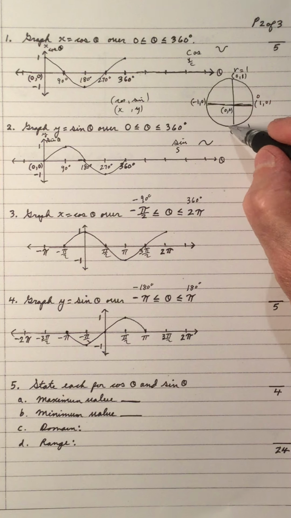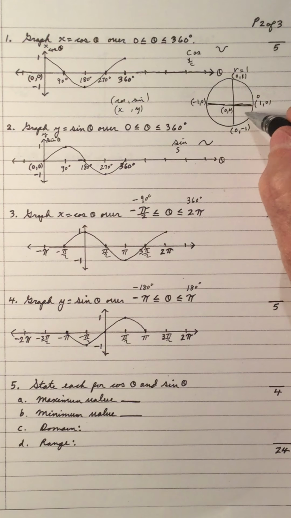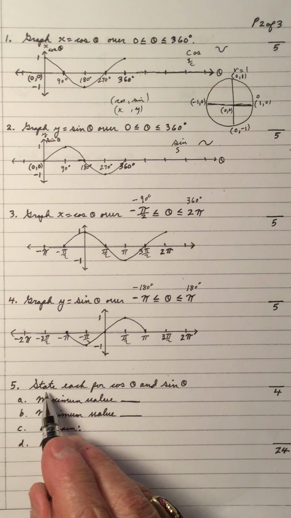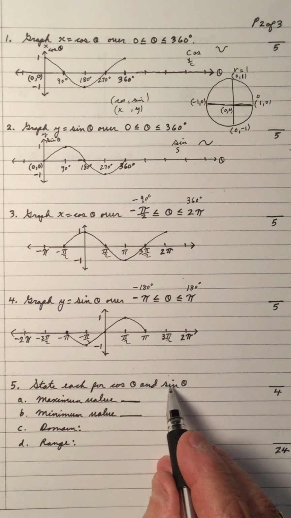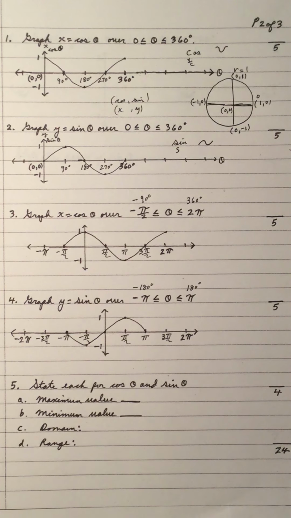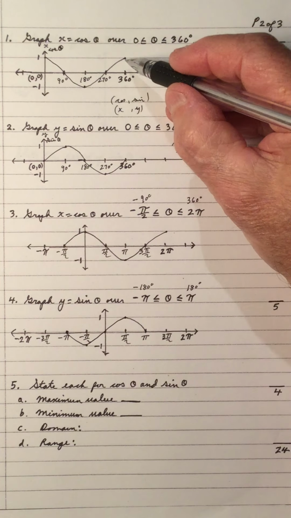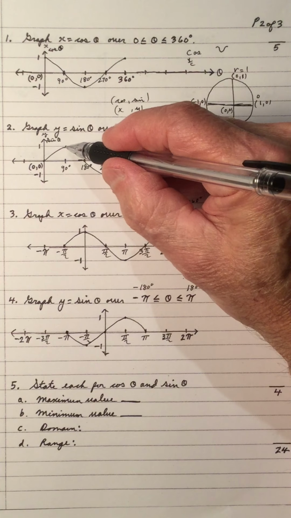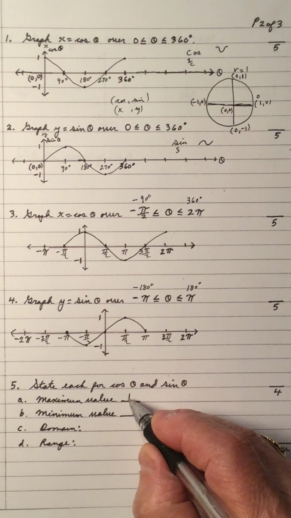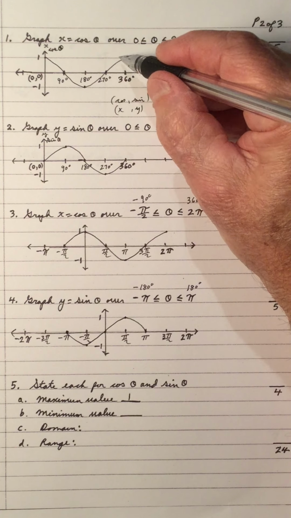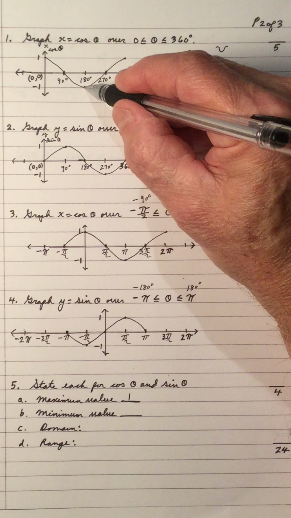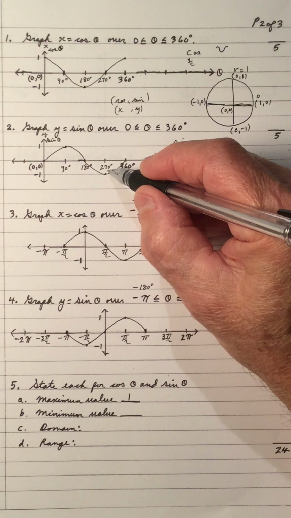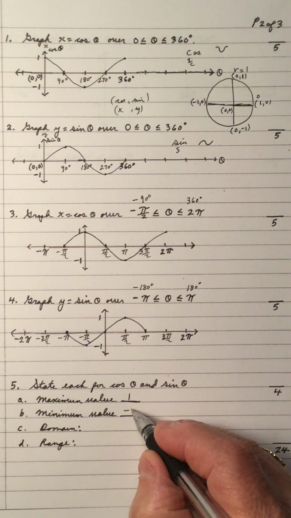Notice how important it is to use this diagram as a visual that I always draw to make sure I don't make mistakes. Now let's answer some questions. State each for cos theta, sine theta. What's the maximum value for both of these? The maximum value for cos is 1. The maximum value for sine is 1. The smallest value of cos is negative 1. The smallest value for sine is negative 1.